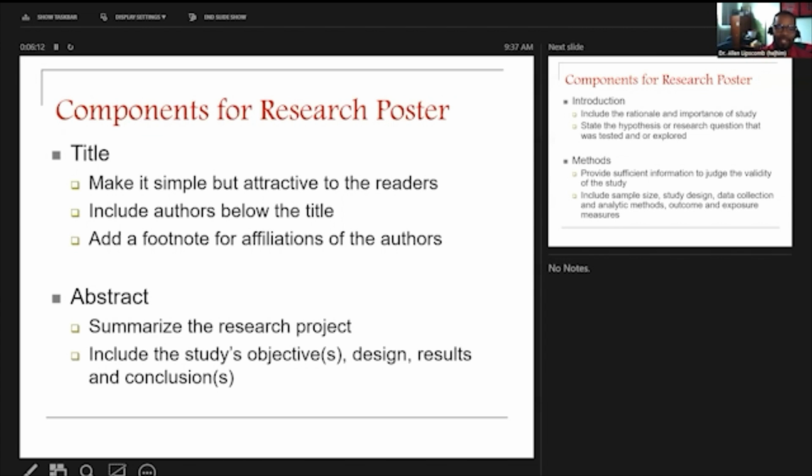And you can add footnotes for the affiliations of the authors, right? So if they're here at Cal State University Northridge, then it's already going to be implied by having Cal State University Northridge, and then of course your particular department and or college there. You also want to have the abstract, and the abstract summarizes the research project. It includes your study's objectives, the design, your results, conclusions, recommendations, so on and so forth.